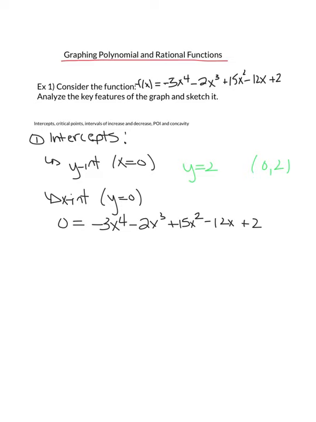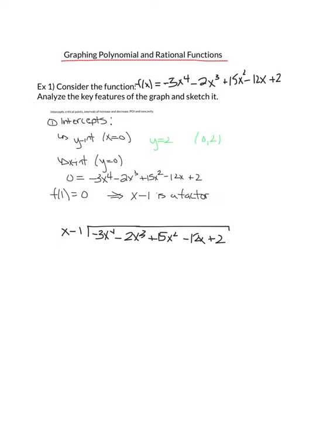I do know that if I do f(1), so if I plug in a 1 for all of my x's, that will be 0. So this is telling me that x minus 1 is a factor. So now that I know that, I can go ahead and do my long division and get that 1 degree less. So this is our long division setup: my function divided by x minus 1, which I know is a factor.